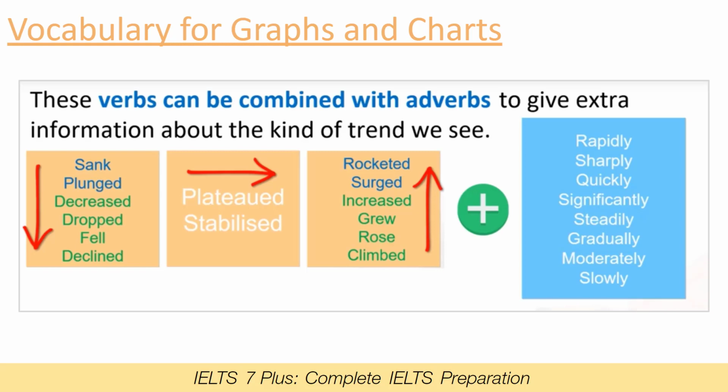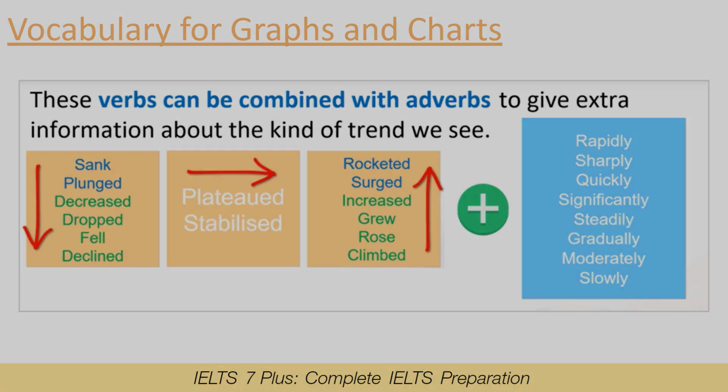And of course, we have the trend of increasing, rocketed, surged, increased, grew, rose, and climbed. Of course, we're all in the past tense here. And we can plus this with the adverbs in the blue box on the right. And we go from a really quick, a huge change, rapidly, all the way down to just a small change, slowly. So really important that we have a good understanding of all this vocabulary. And it's super useful when we're writing too. It might be wise, if you haven't done this in IELTS Writing 7+, to bookmark this now and have a go at using it in your writing too.